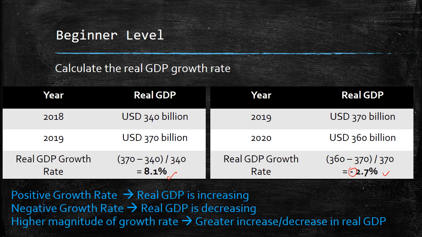The magnitude of the growth rate, 8.1 versus 2.7, shows the extent of change in the real GDP. So you have to be careful. The positive and negative shows the direction in which real GDP is changing. The number, the magnitude, shows the extent of increase or decrease in the real GDP. Alright, so this is straightforward. Let's go to the next one.